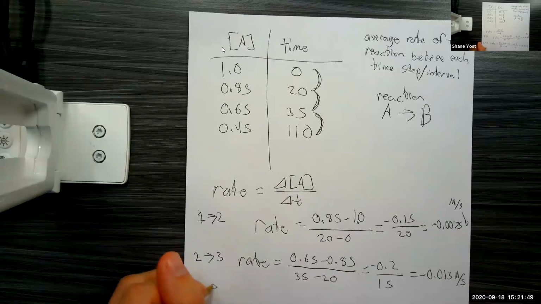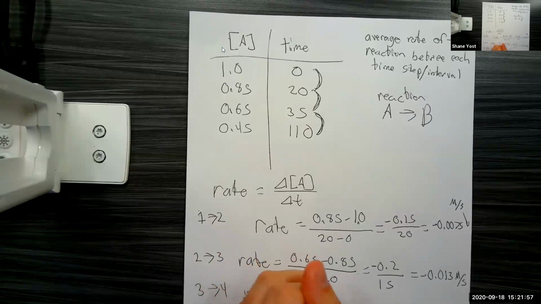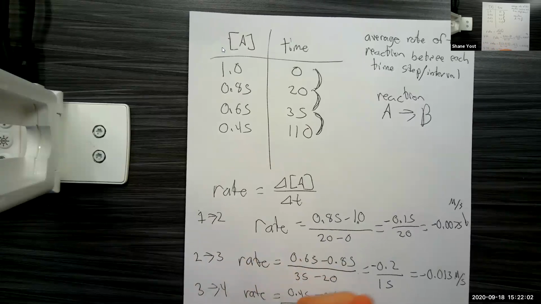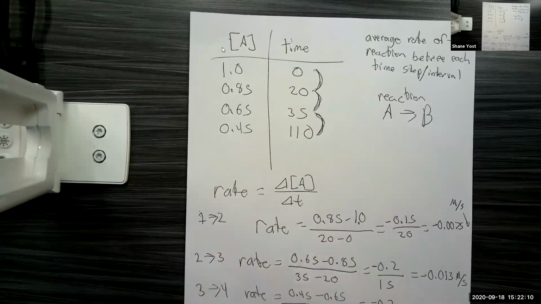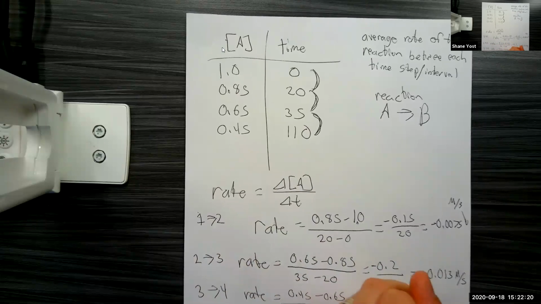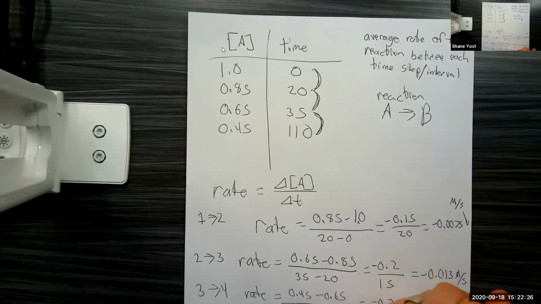And then from 3 to 4, my rate is equal to 0.45 minus 0.65 over 110 minus 35, which equals negative 0.2 over 75. Gives me negative 0.0027 moles per second, right?